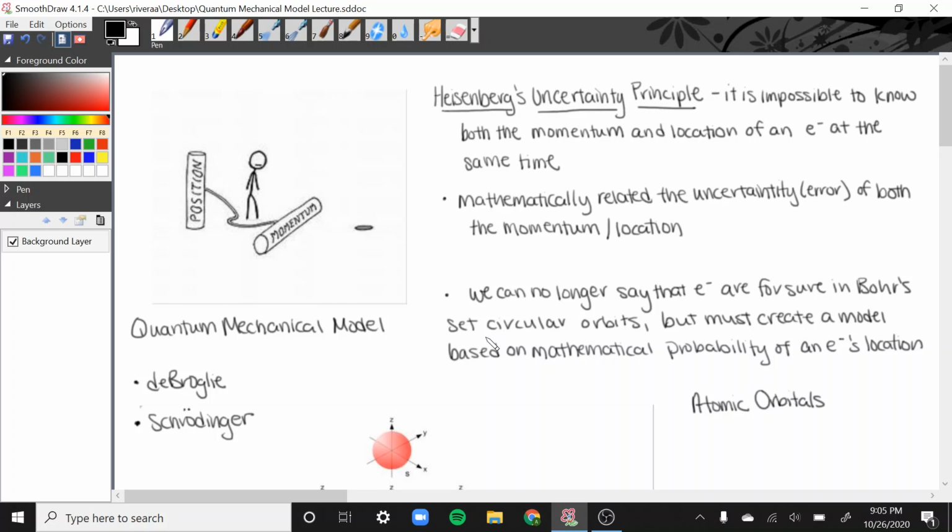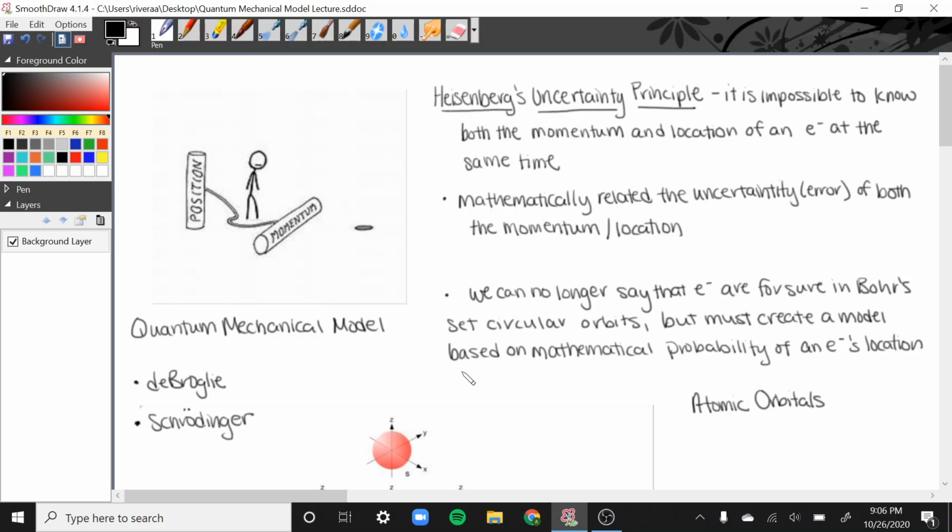Okay. So now that I've already set myself back by a minute, let's talk about the quantum mechanical model of the atom. All right. So we left off talking about Bohr yesterday and about electrons having energy and existing in these set circular orbits. Well, along comes a guy named Heisenberg.